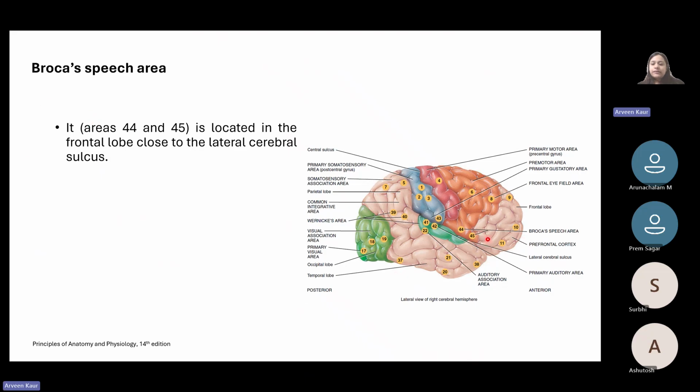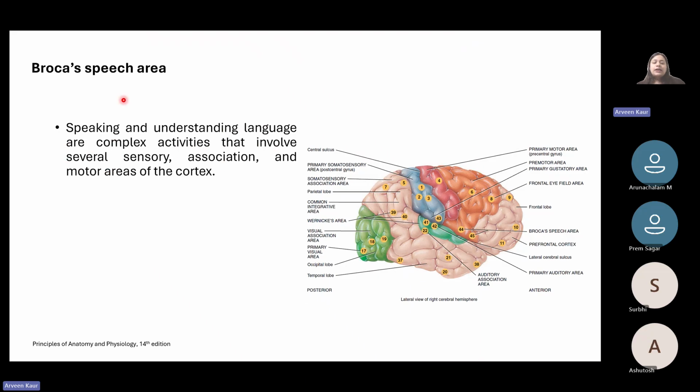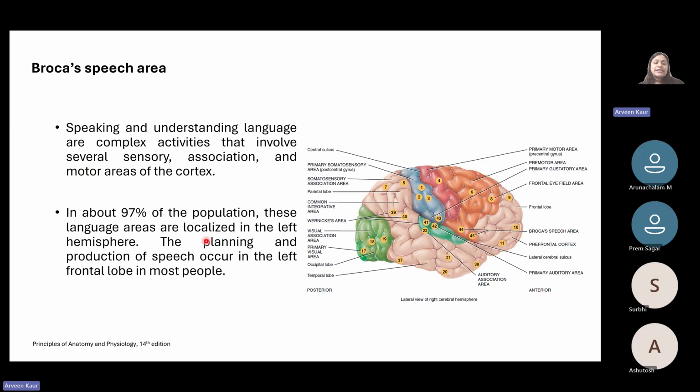In areas 44 and 45, the Broca's speech area is located in the frontal lobe close to the lateral cerebral sulcus. It is responsible for speaking and understanding language, which are complex activities that involve several sensory association and motor areas of the cortex. In about 97% of the population, these language areas are localized in the left hemisphere itself. Most people have the language area localized in the left hemisphere. The planning and production of speech occur in the left frontal lobe in most people.